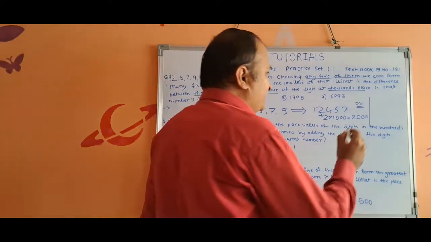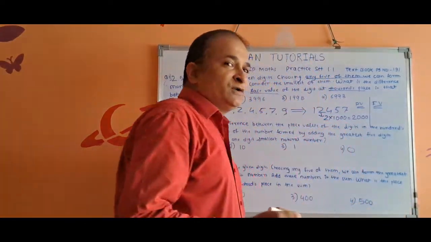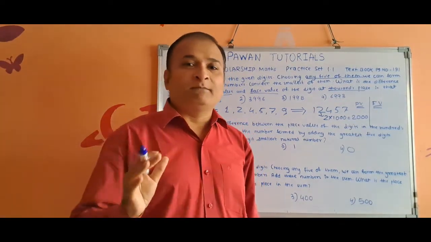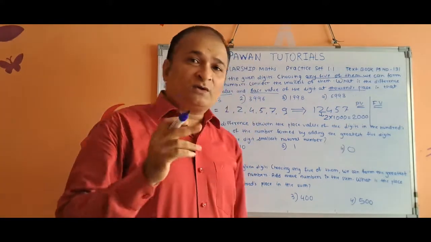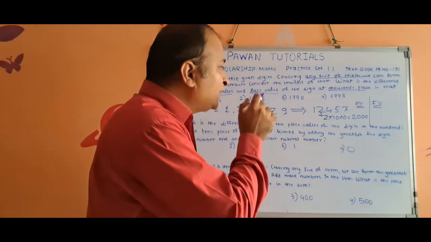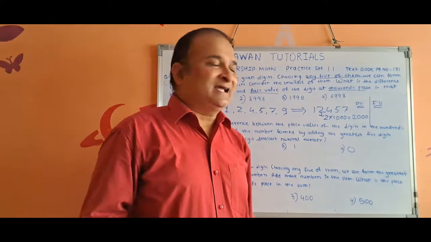Now what about face value, students? Face value means you have to tell the number itself, irrespective of the place where the number is. Here we have to find the face value of 2, which means we have to tell the number itself. That is, the face value of 2 in the number 12,457 will be 2 itself.